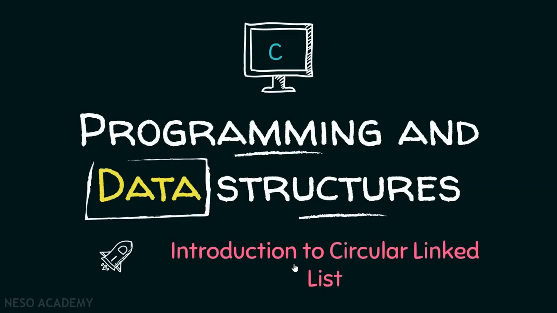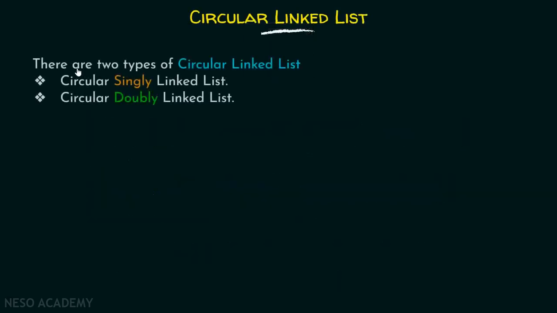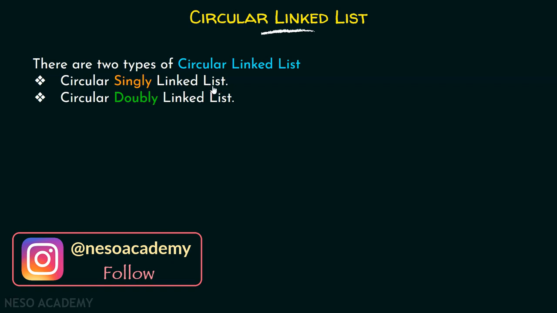From this presentation onwards, we'll start with the new topic, that is circular linked list. And in this presentation, I will introduce you to the concepts of circular linked list. So let's get started. There are two types of circular linked list. One is circular singly linked list and the second one is circular doubly linked list. These are the two types of circular linked list.